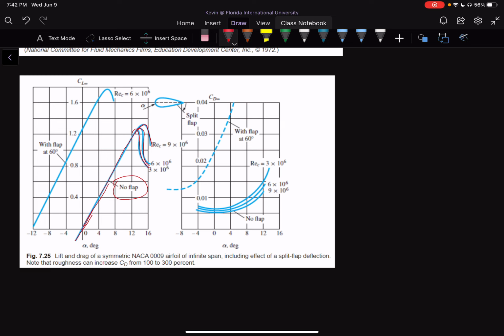Same thing with the drag. With the drag, we have a low drag at 9 times 10 to the 6, a little bit higher drag at 6 times 10 to the 6, and we can see that our minimum drag is actually at an angle of attack of like 1 or 2 degrees. So experimentally, we've proven that our CL and CD, our coefficient of lift and our coefficient of drag, are a function of Reynolds number and a function of angle of attack. They're actually very sensitive to the angle of attack, even more than Reynolds number.